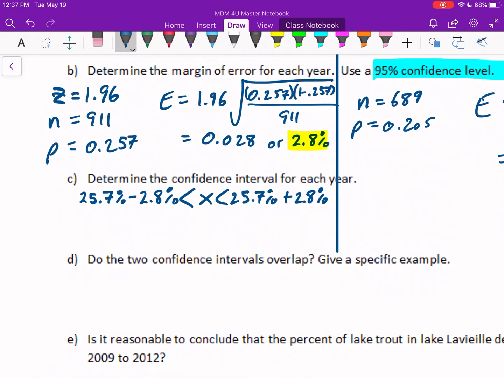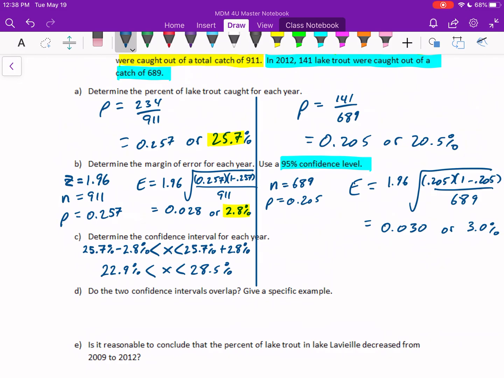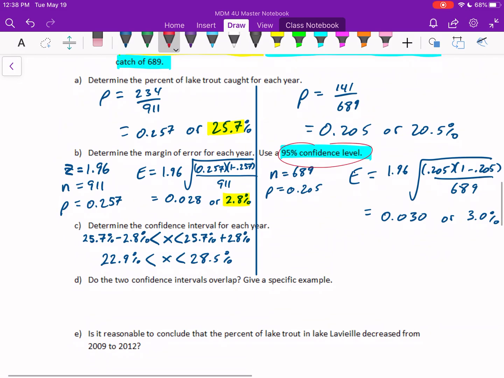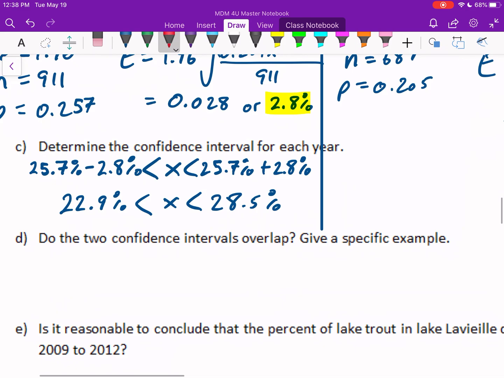When I do that, I get 22.9% as my lower, and I get 28.5% as my upper. So how do I interpret that? What that means is that I can be 95% confident that there were between 22.9% and 28.5% of the fish in this lake were trout.